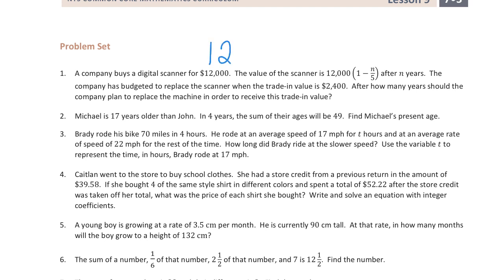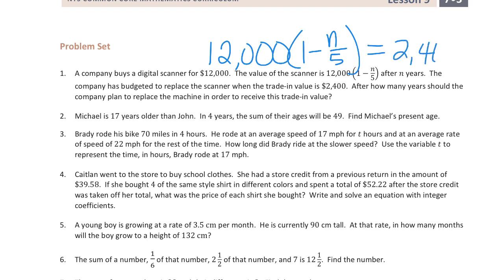So 12,000 times 1 minus the number of years over 5, and the solution to that has to be 2,400. So again, just setting up the equation.